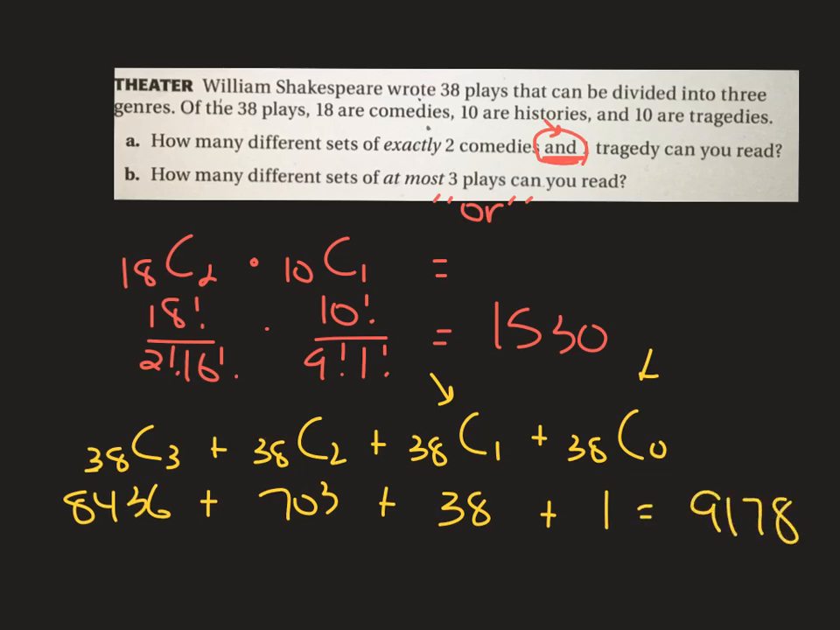But again, the main goal of this slide is to train your brain. When you see the word and with probability or combinations or permutations, you're thinking multiply. When you see the word or, you are thinking add, all the time, all the combinations.